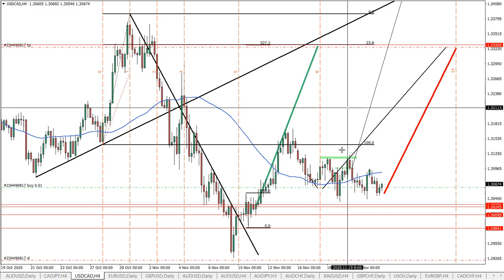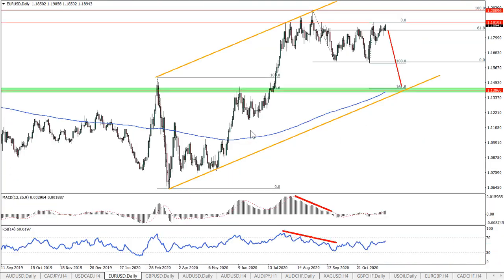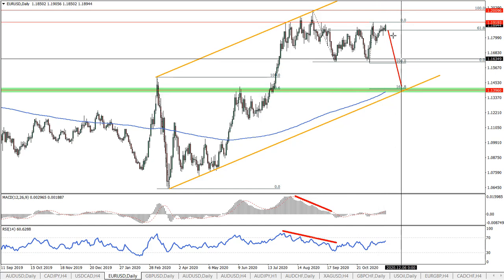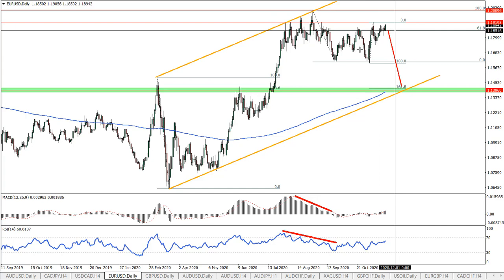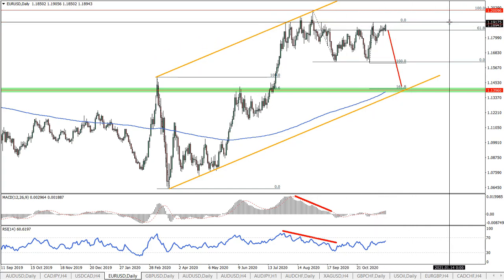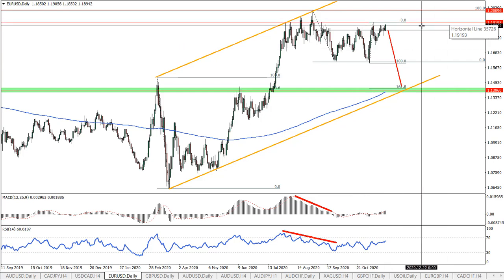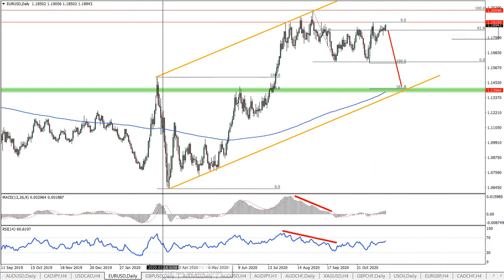Let's move on to the other analysis we had. The euro versus dollar. We're still holding the key resistance. I do still expect the move to the downside. This is a daily time frame, so long period, and price still consolidating. Let's see what happens to the 1.1919 resistance, but so far it is bearish.